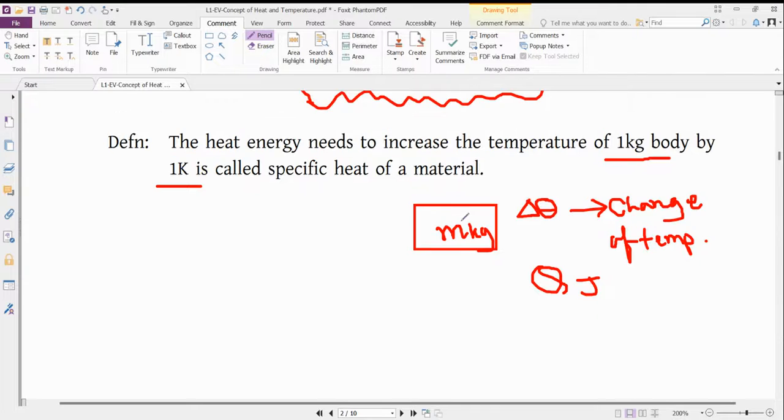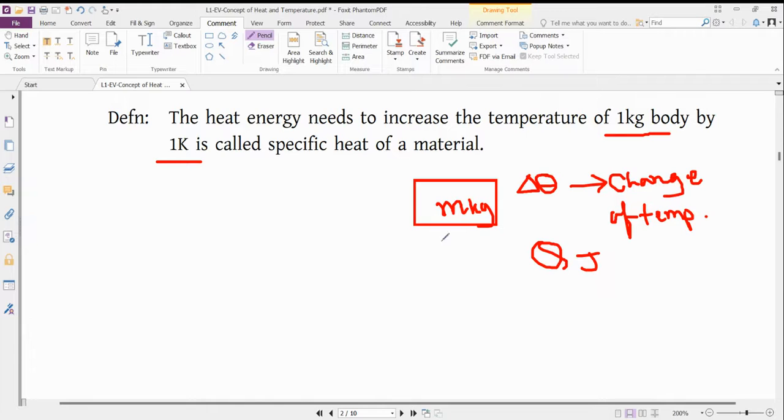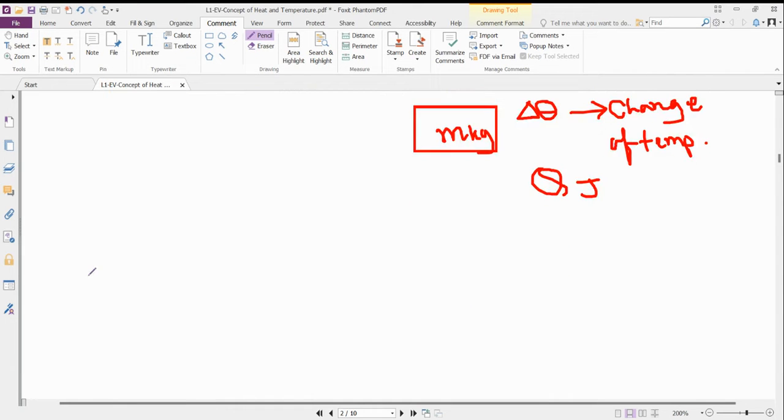And the mass of this body is not necessarily 1 kg. It may be 5 kg, 10 kg. That's why we denote the mass of this body by m, the change of temperature by del theta, and the supplied energy by Q.